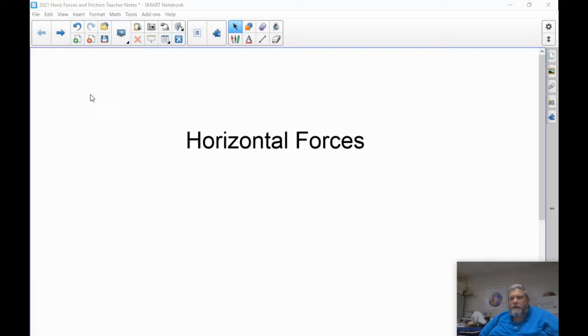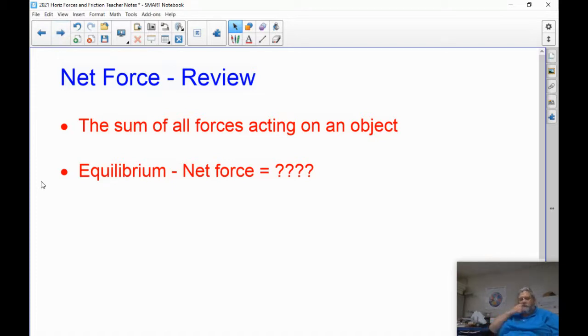We're going to talk about horizontal forces and mainly friction, but we're going to deal with things that are moving horizontally. All right, so break this up in a couple of sections. We're going to look at just friction, and then we're going to look at a special case known as the coefficient of friction.